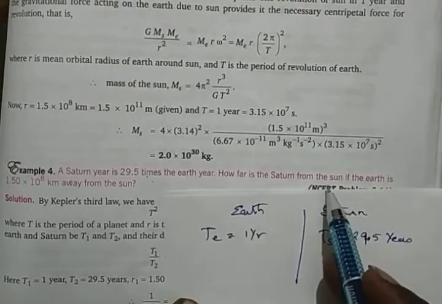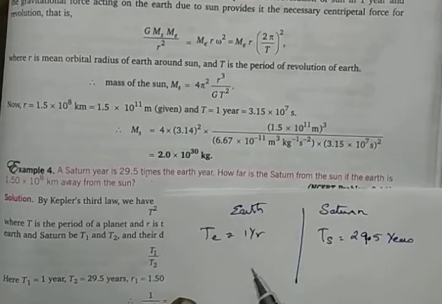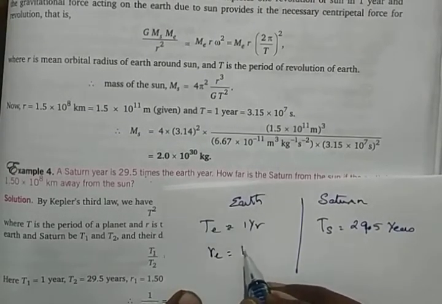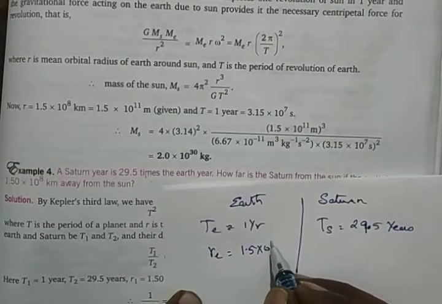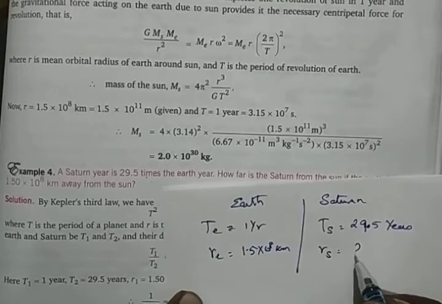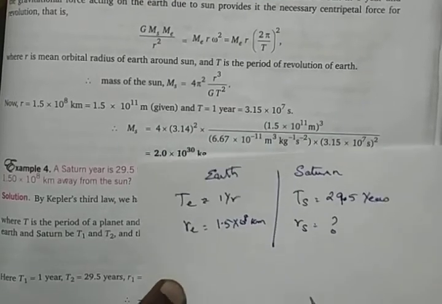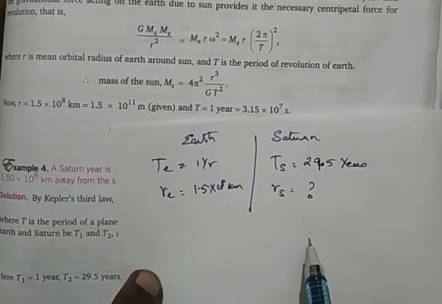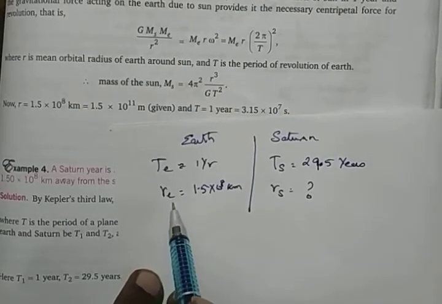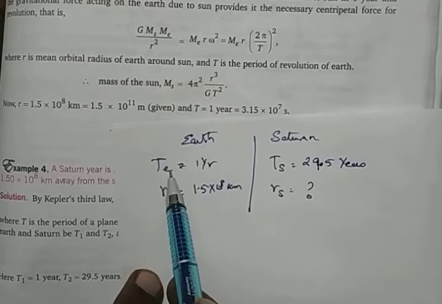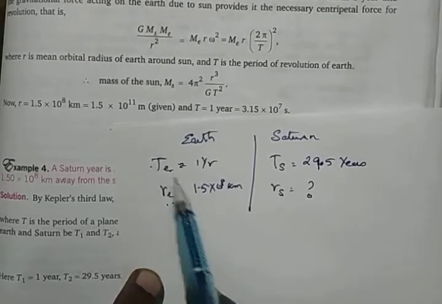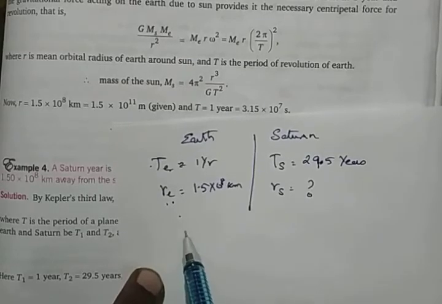From the Sun, if Earth is this one, how far? Now Earth's radius is given here. Radius of Earth is equal to 1.5 into 10 to the power of 8 kilometers. Now radius of Saturn from the Sun is question mark. But you know the radius of the orbit and the time period. Look at this one. There is a variation here, something that combines these two together.